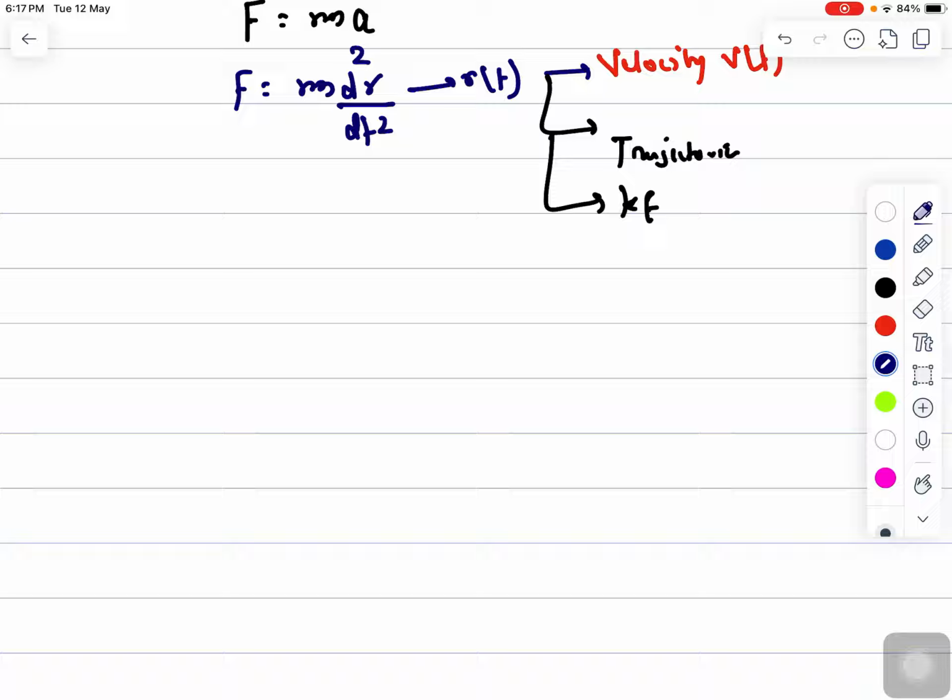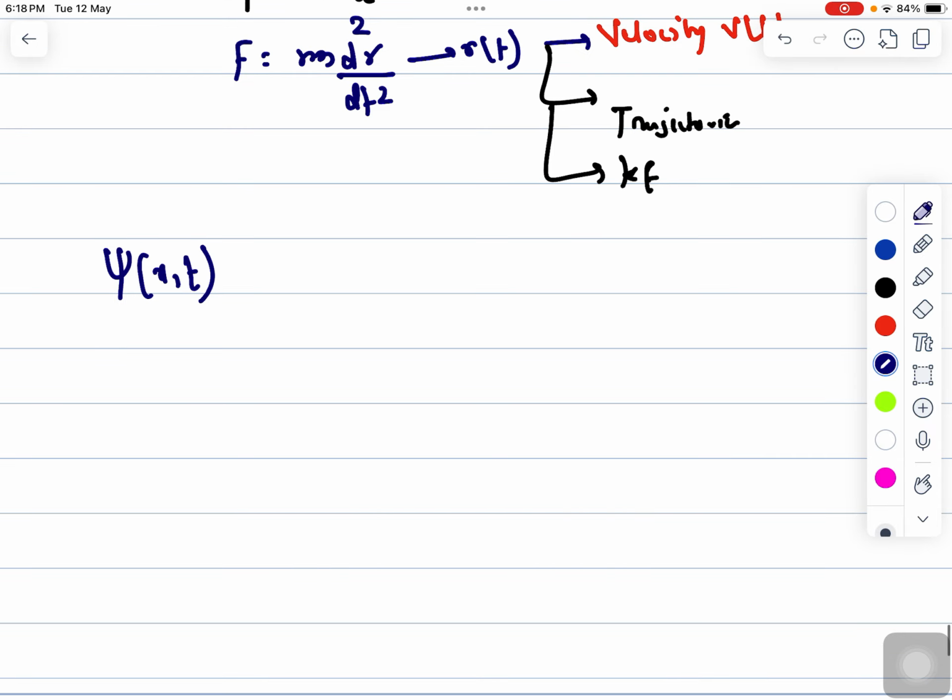Similarly in quantum mechanics, solving the Schrodinger equation provides the wave function psi, which is a function of x and t, and from the wave function we obtain all the physically measurable information about the particle. However, unlike classical mechanics, quantum mechanics does not usually give exact trajectories. Instead, it gives probabilities of finding the particle in different regions of space. We'll see how we can calculate the probability in the next lecture, right?